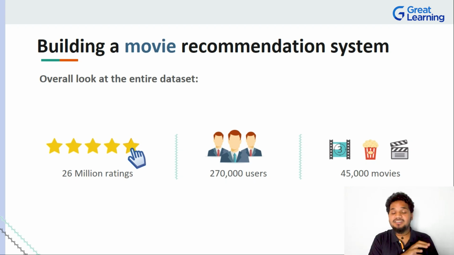And those 26 million ratings come from 270,000 users, as you can see. A user will review or rate more than one or two movies for sure. It's pretty common for you to figure that out by now. And how many movies are there in discussion right now? There are 26 million ratings by 270,000 people for 45,000 movies.